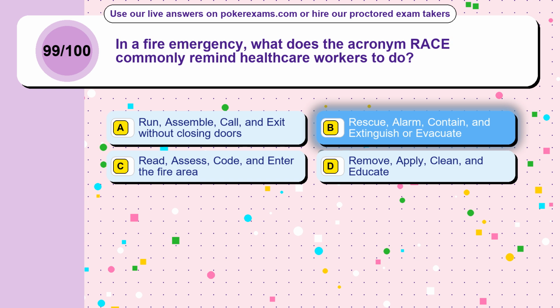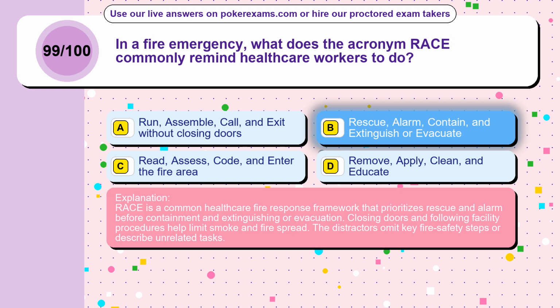Rescue, alarm, contain, and extinguish or evacuate. RACE is a common healthcare fire response framework that prioritizes rescue and alarm before containment and extinguishing or evacuation. Closing doors and following facility procedures help limit smoke and fire spread. The distractors omit key fire safety steps or describe unrelated tasks.